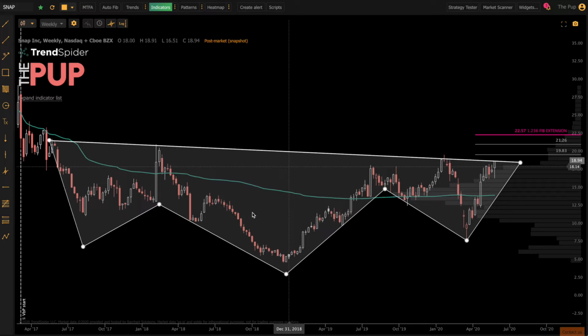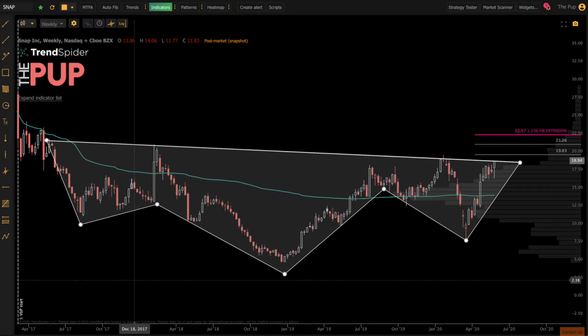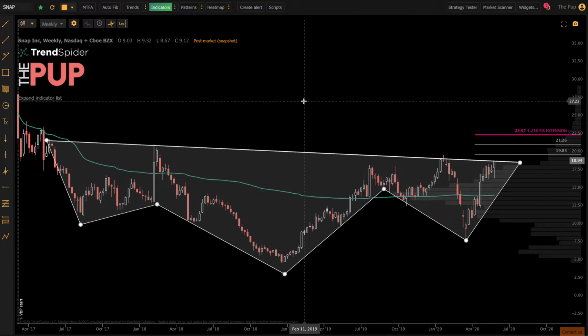It looks like we've got a bit of an inverse head and shoulders going on here. It's not the cleanest one, but you can see the left shoulder, the head, the right shoulder. We have a bit of a neckline right here, and you can see that price came right to the neckline today, right at 18.94. We're going to take a closer look at what's going on with price on the lower time frames.